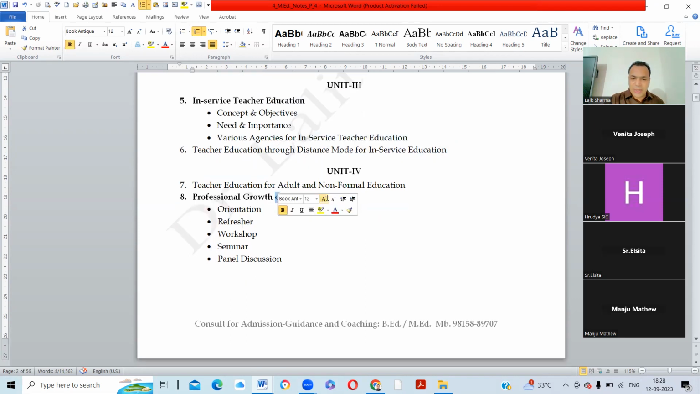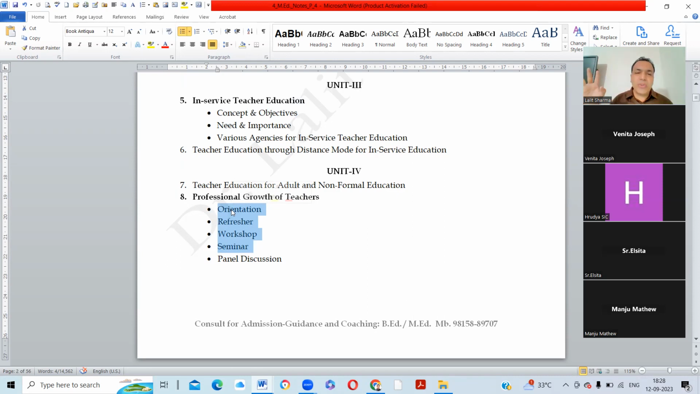And last, in unit 4, professional growth of teacher: orientation, refresher courses, workshops, and seminars. They attend that. So always remember, guys, after doing B.Ed or M.Ed, you can't say that you have become a full-fledged teacher, and that there is no need to join any course. After doing the B.Ed or M.Ed, you become a teacher and you get some teaching skills, but these skills fade with time. So there is a need to upgrade these skills.